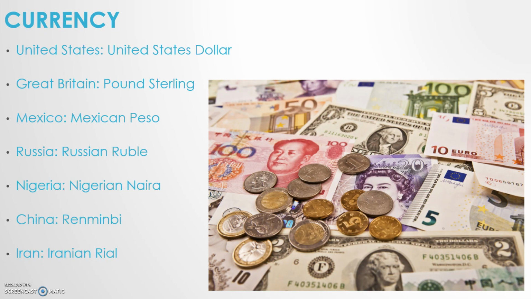Each country also has a different currency. United States, as we know, is the United States dollar. I will then compare each of these different currencies with the United States currency. Great Britain has the pound sterling, which equals $1.27 roughly. Mexico has a Mexican peso, which equals about 5 cents. Russia has the Russian ruble, which equals about 2 cents. Nigeria has a Nigerian naira, which is less than a penny. China has the renminbi, which equals about 15 cents in the United States. And Iran has the Iranian rial, which is way less than a penny.